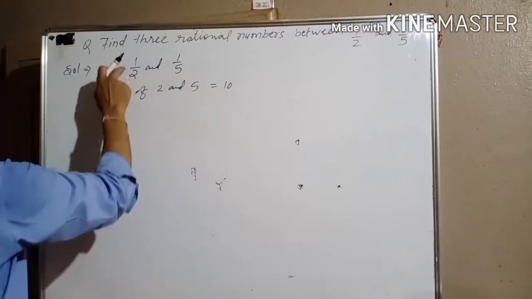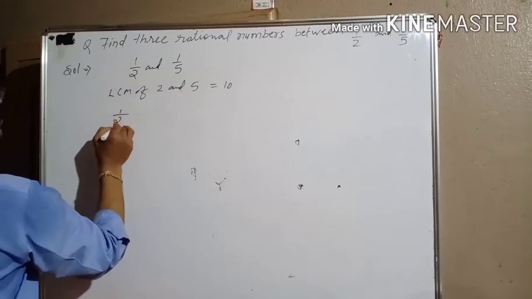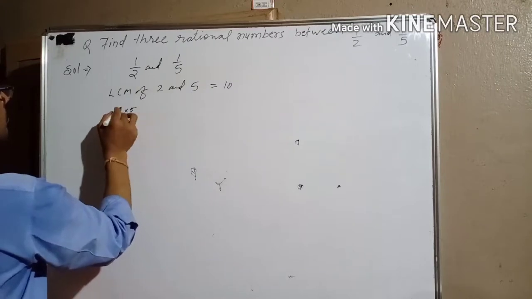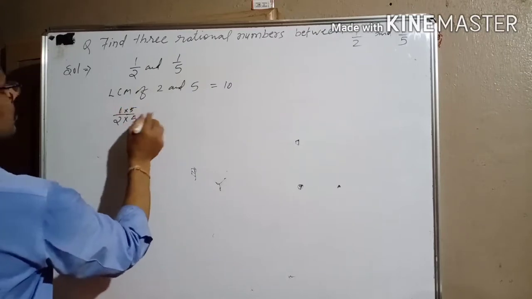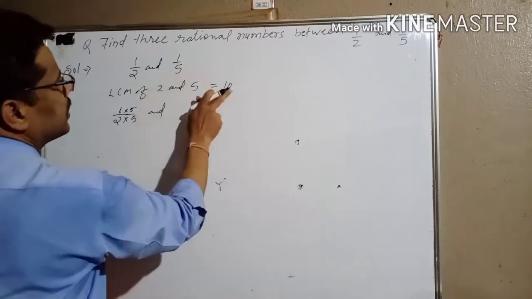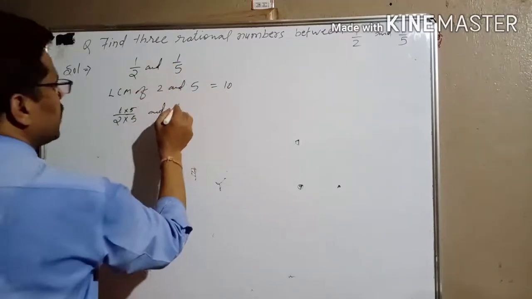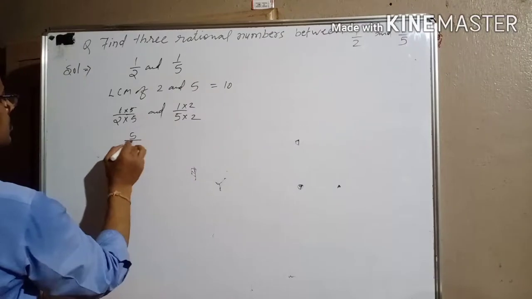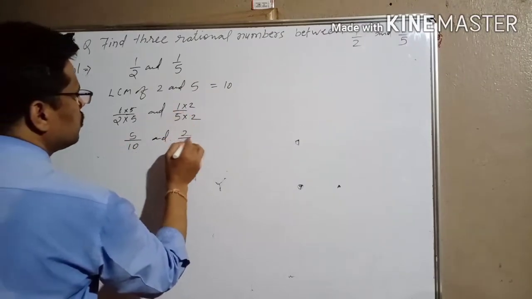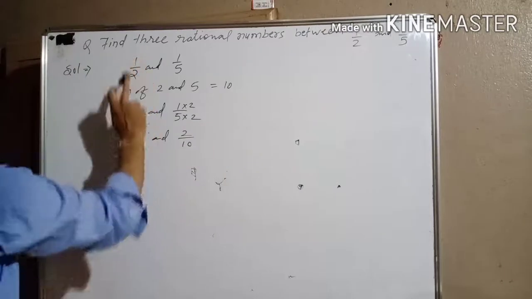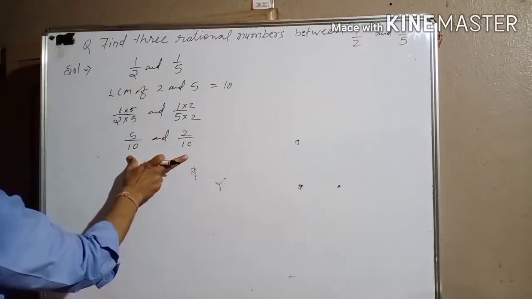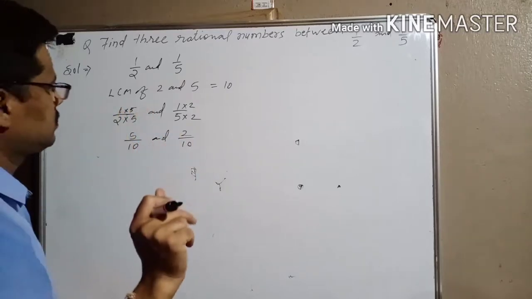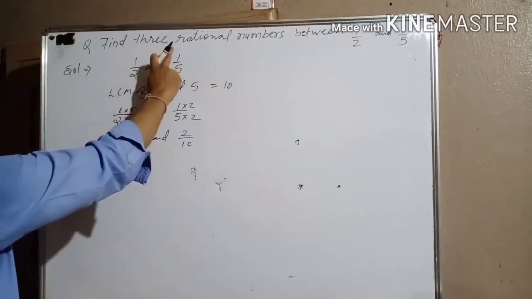Now this LCM 10 divided by 2 gives 5, so both numerator and denominator are multiplied by 5. So we can write 1/2 into 5 upon 5. And 10 divided by 5 gives 2, so both numerator and denominator should be multiplied by 2. Here you get 5/10 and 2/10. But when you see that their denominators are same and compare their numerators, there are only two numbers lying between them, 3 and 4. But we have to find three rational numbers. So how will you find?